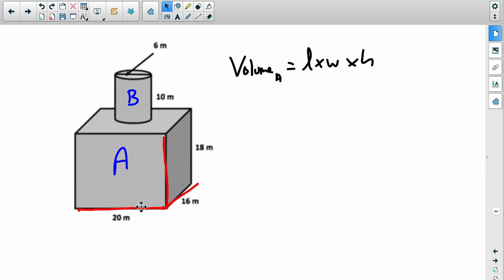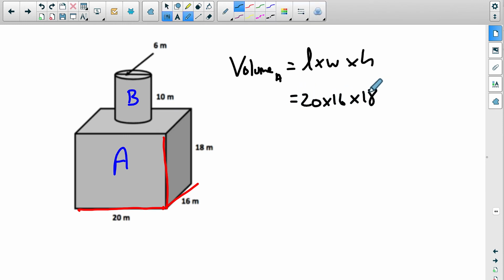So basically we're multiplying 20, 16, and 18. So it equals 20 times 16 times 18. Probably need a calculator for that one. And we get 5,760. This time we're talking about meters. Whoa, this thing's huge. It's meters cubed.